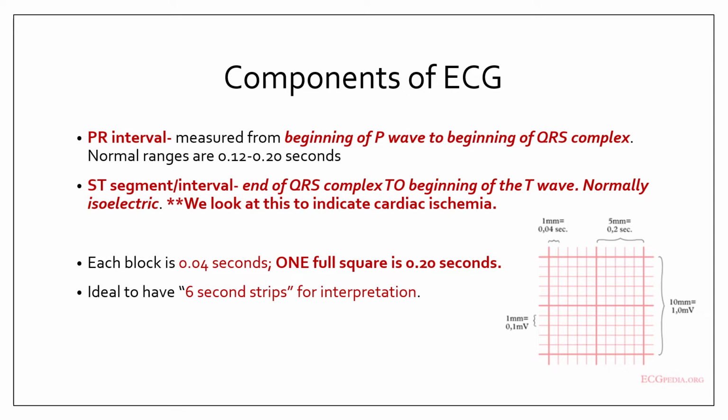That's when we get it not sitting flat on the baseline. It either rises or lowers. So it's above or below that isoelectric line. And it's indicating possible ischemia or injury to the myocardium.